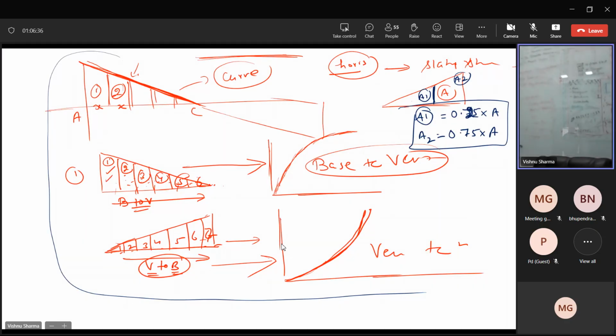See, when they are using fewer points, then you will have to be smart to give shape. You cannot just join them whichever way you want.